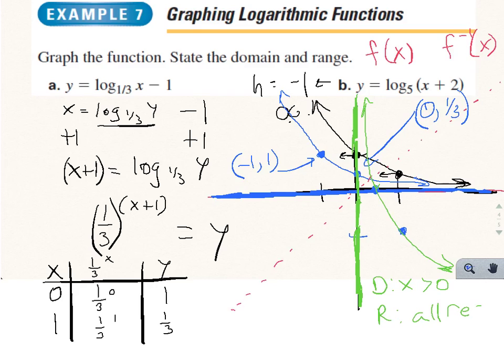which is the exact opposite of what we had last section with the exponentials. We had domains of all real and ranges of either y greater than 0 or y less than 0, depending on what the asymptote was. Speaking of asymptote, our asymptote is now x equals 0, the equation of a vertical line, as opposed to y equals 0, the equation of a horizontal line.